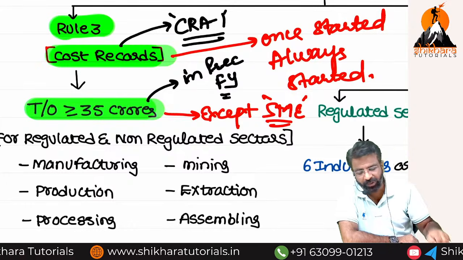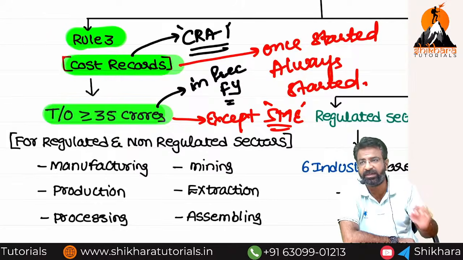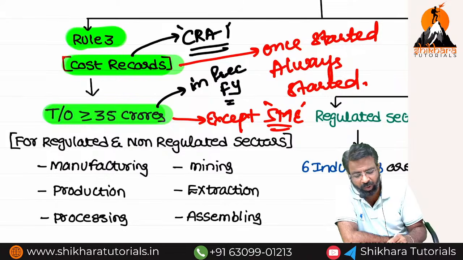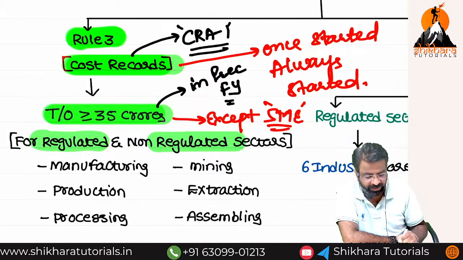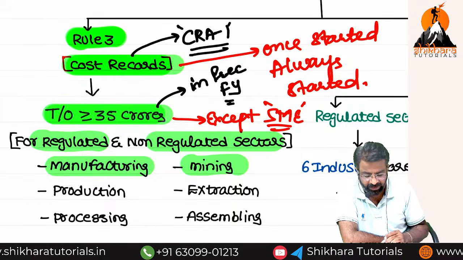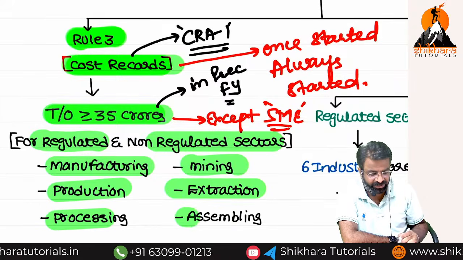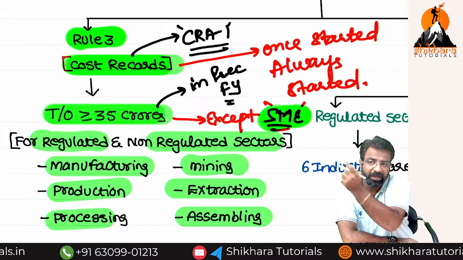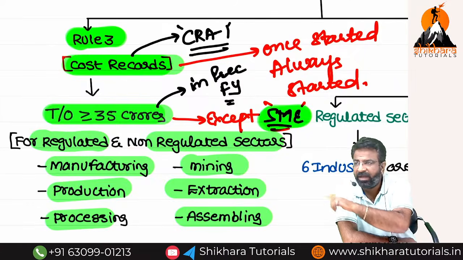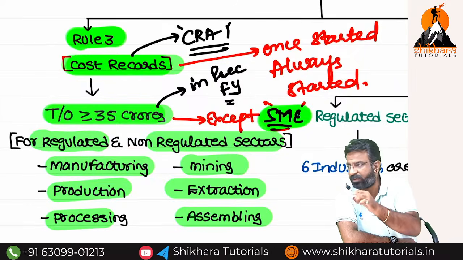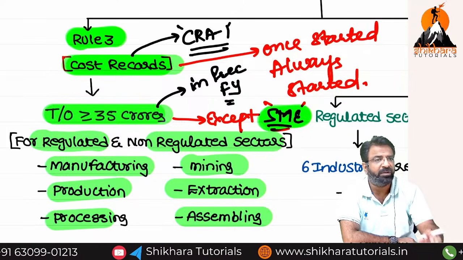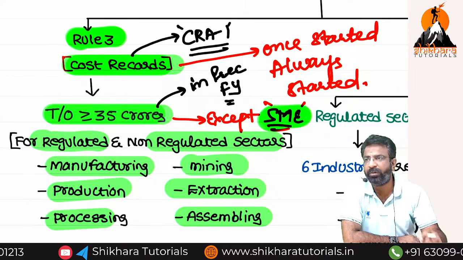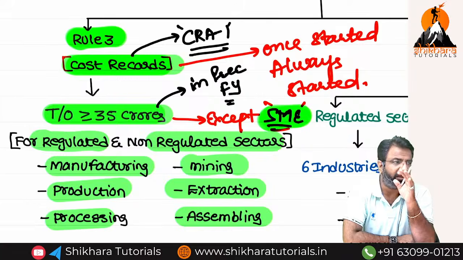So tell me, what did you learn in rule number 3? What is rule number 3 saying? Cost records. Either you are from a which sector? Regulated sector. Or you are from a which sector? Unregulated sector. If you belong to manufacturing, mining, production, processing, extraction, assembling, except which one? SME. Small and medium enterprises. In your what? Preceding financial year. If the turnover is greater than or equal to what? 35 crores, you have to start maintaining the which records? Cost record. And once it is applicable, always applicable. This is what brings an end to your one small rule called what? Rule number 3. Did you understand rule number 3?